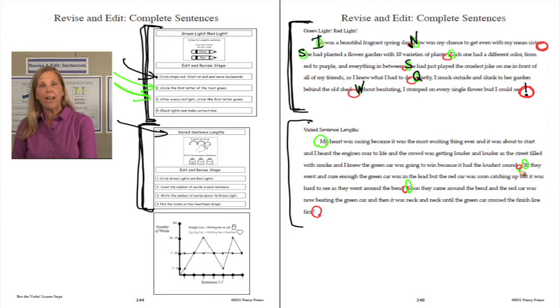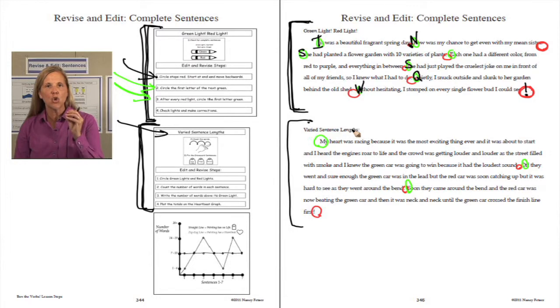All of our green lights have capitals, so we don't need to fix those. And our red light at the end does have a stop. And we now have our beginning and ending for all of our sentences in this passage. The next step, we're going to count the words in the sentences.